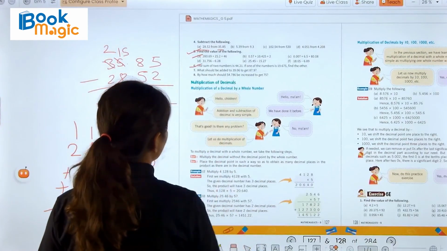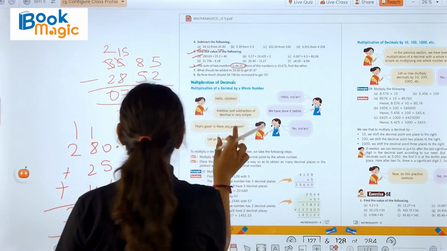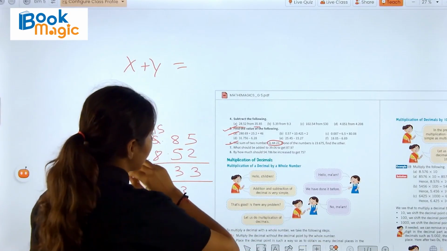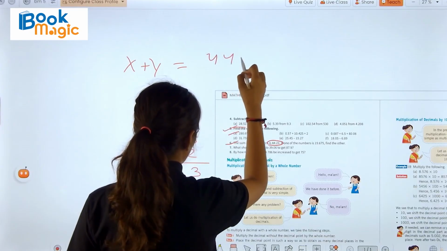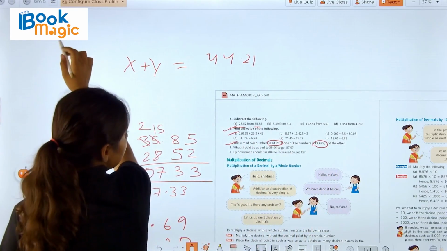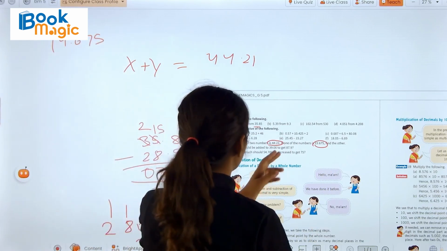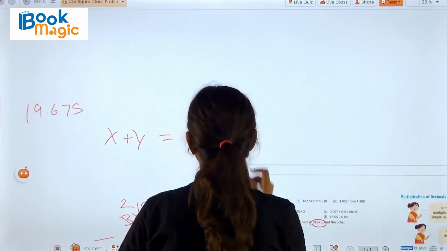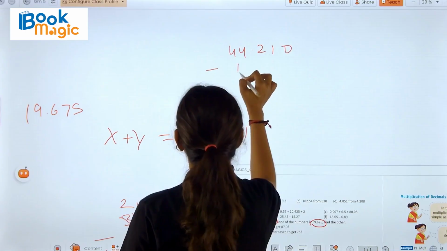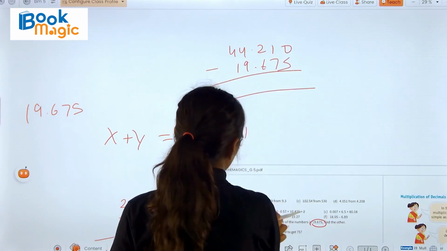Then we have question number 6. The sum of two numbers is this one. That means we have two values, and when we add them, we get 44.21. If one number x is 19.675, then find the other one. So we have to just subtract 44.210 minus 19.675. Whatever the answer is, you have to write here.